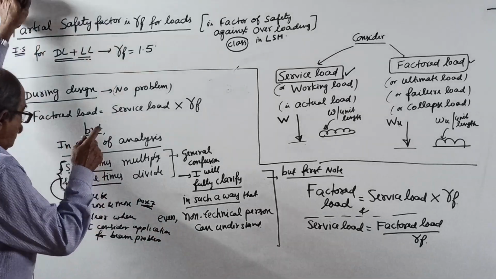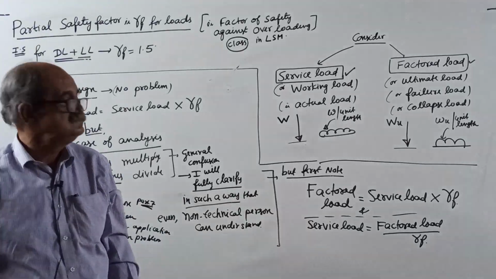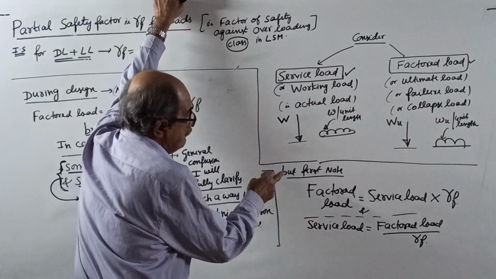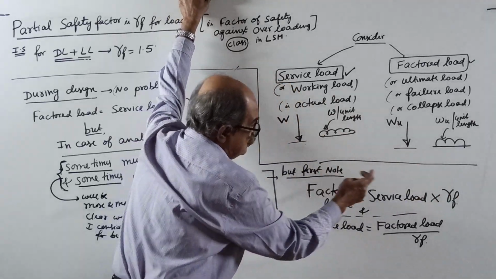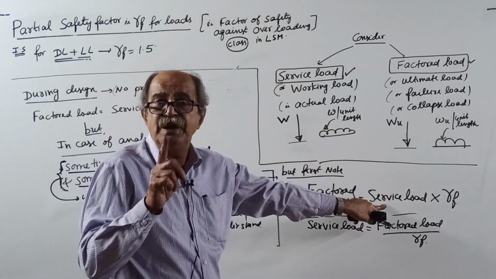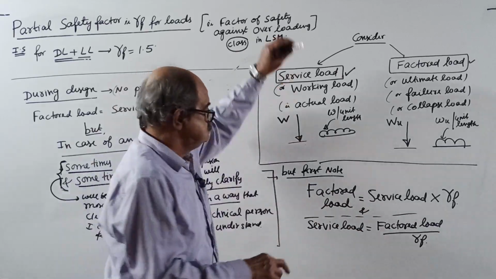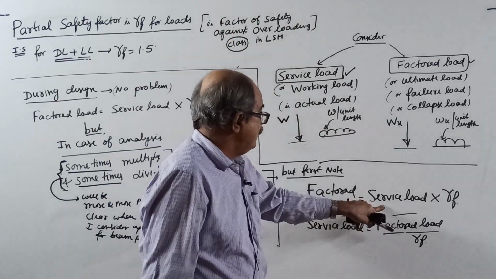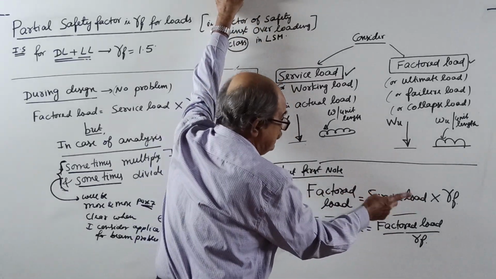But do one thing. Sometimes multiply, sometimes divide does not mean as you like. It depends on the situation. Remember, factored load equals service load into gamma F, and service load equals factored load by gamma F. Whatever load you are actually applying, the structure should fail at a higher load, so multiply. This is to be used when the service load is known. Make a note here.